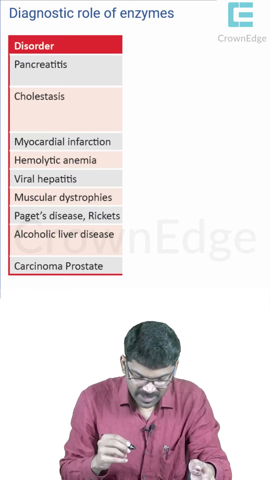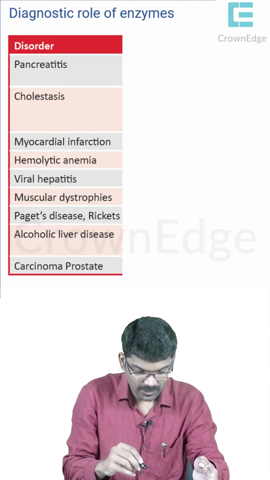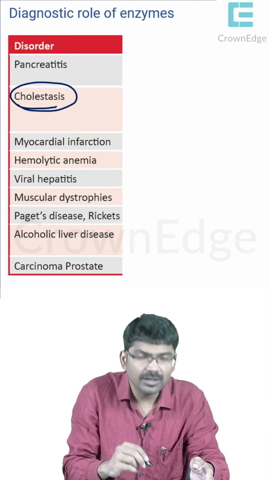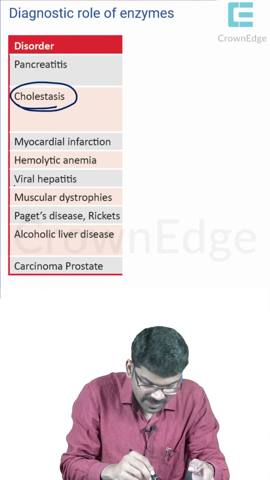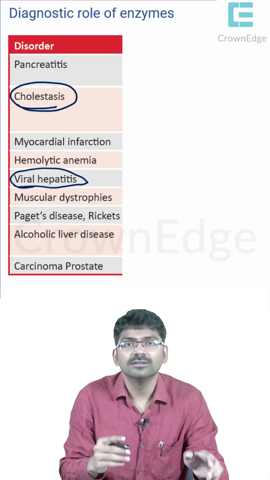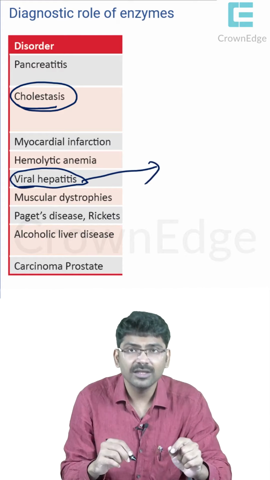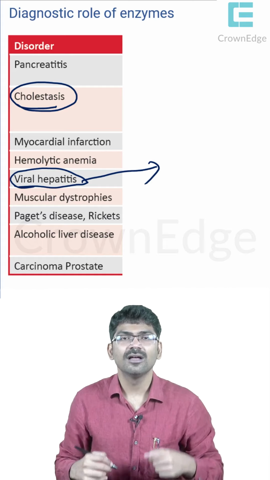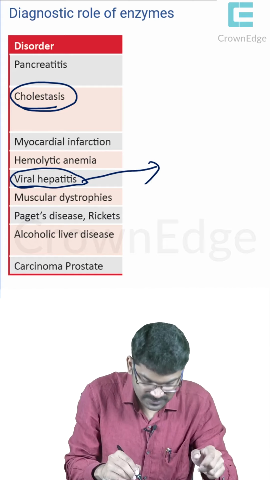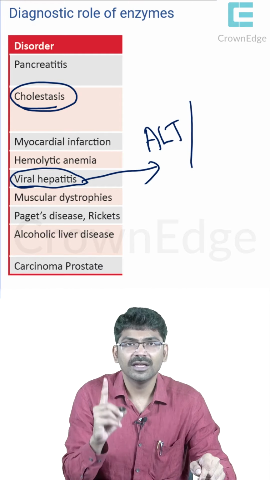What about viral hepatitis or any liver parenchymal disorder? Look at this, cholestasis mainly involves the biliary system. Viral hepatitis and liver parenchymal disorders will involve the parenchyma. Here, transaminase levels will be high. What are all the transaminases? Alanine transaminase, ALT, which is also known as SGPT.